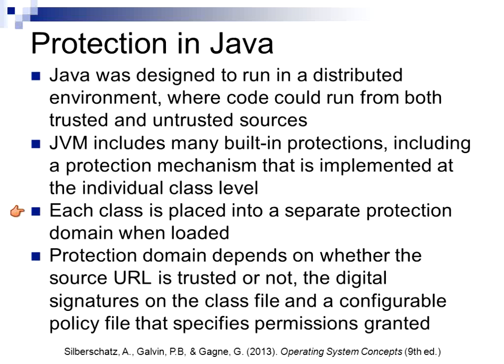Each class is placed in a separate protection domain when it is loaded, and this protection domain depends on whether the source URL is trusted or not. It depends on what the digital signatures are on that class file, and it also depends on a configurable policy file as to what permissions are granted. Okay, so whenever you load a class, the class loader is looking at all these things. Where did this class come from? Is the URL for that class trusted or not? What kind of digital signatures are on that class? And what policies are there for things that are coming from different sources.